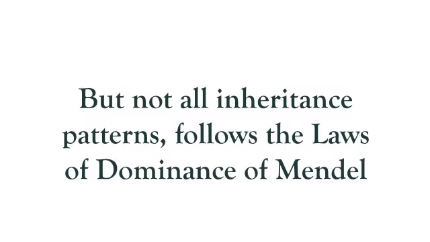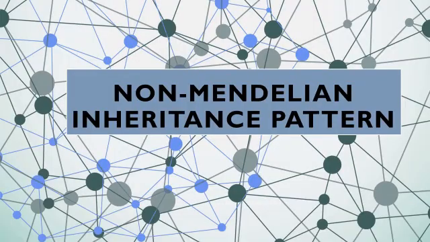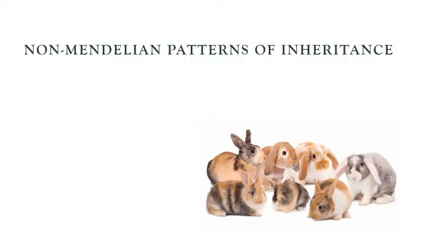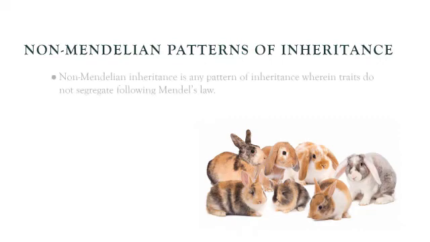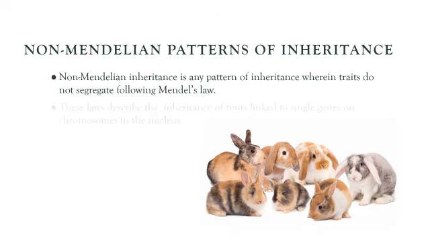But not all inheritance patterns follow the laws of dominance of Mendel. There is what we call non-Mendelian inheritance pattern. Non-Mendelian inheritance is any pattern of inheritance wherein traits do not segregate following Mendel's law. So this kind of trait does not follow the laws of Mendel. So what are the laws of Mendel? We have the law of dominance, law of segregation, and law of independent assortment. The patterns that we're going to discuss do not follow those laws given by Mendel.